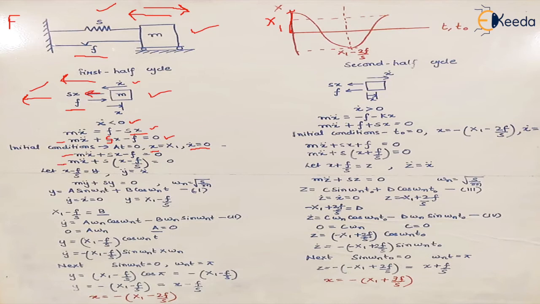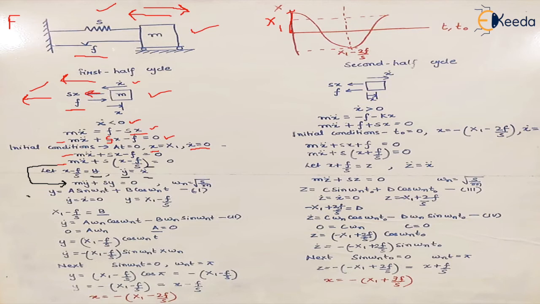We can take spring stiffness as common, so the equation becomes mass into acceleration plus s, that is spring stiffness, times (x minus f upon s), which is equal to 0. Now we can convert this equation in terms of another factor, y. We say that x minus f upon s is y. So x double dot, which is the acceleration of the body, will be equal to y double dot. So it becomes m into y double dot plus sy is equal to 0, right? So this is the equation for simple harmonic motion.